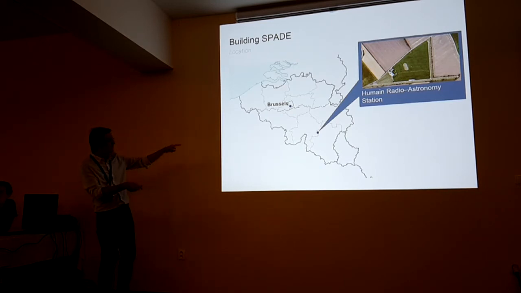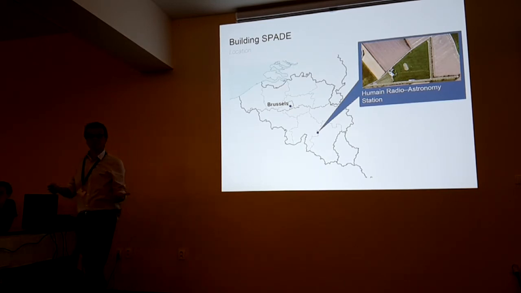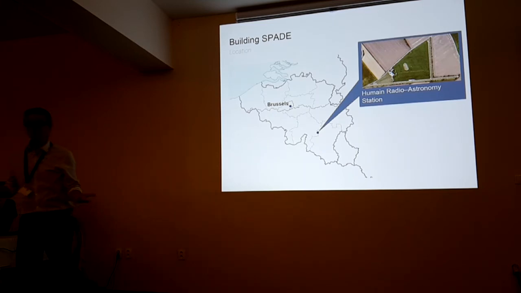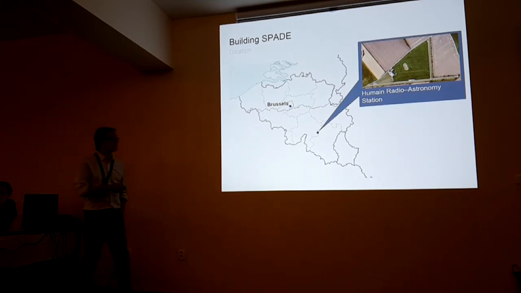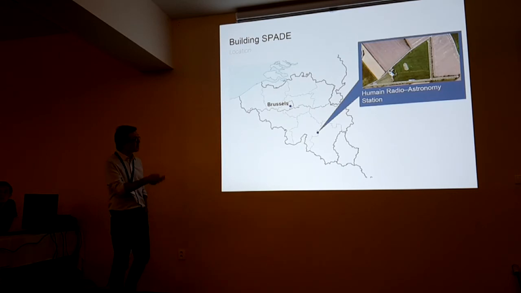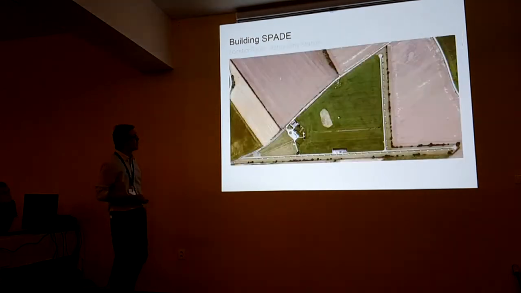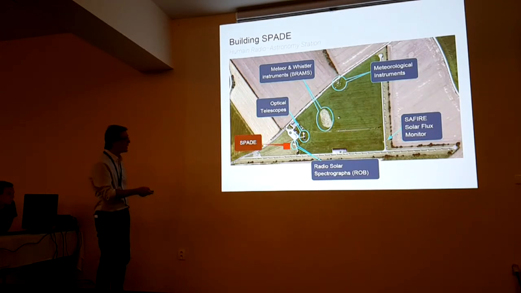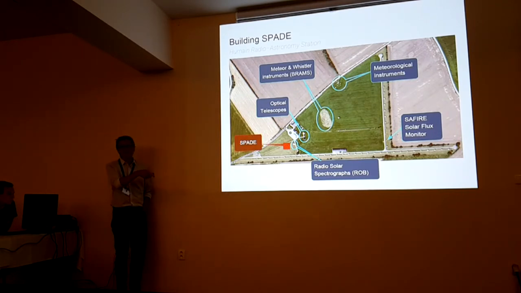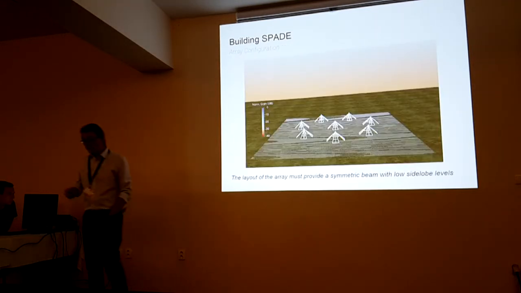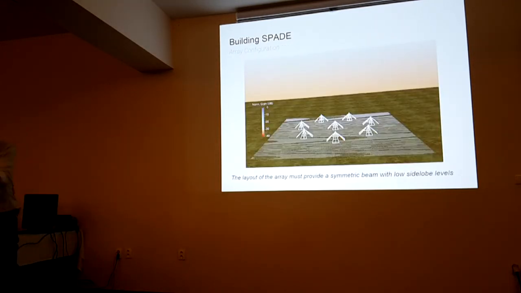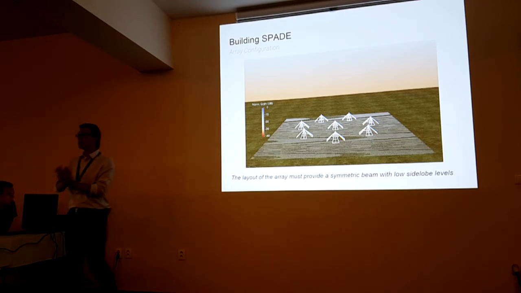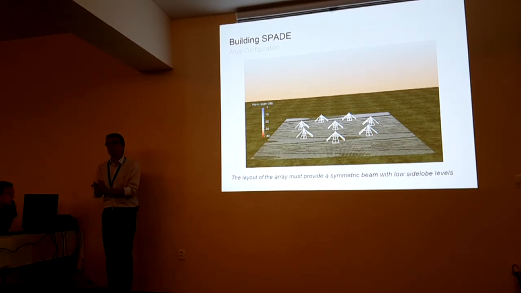Brussels is located here, and because we need to choose a place to put this instrument, we have a radio astronomy station in Humain. It's at the south, around 100 kilometers from Brussels. This is the station. We have plenty of instruments over there, and SPADE will be located in that square that is there. First, we need to choose which layout we are going to use, because these antennas are cheaper, so we can buy many of them.